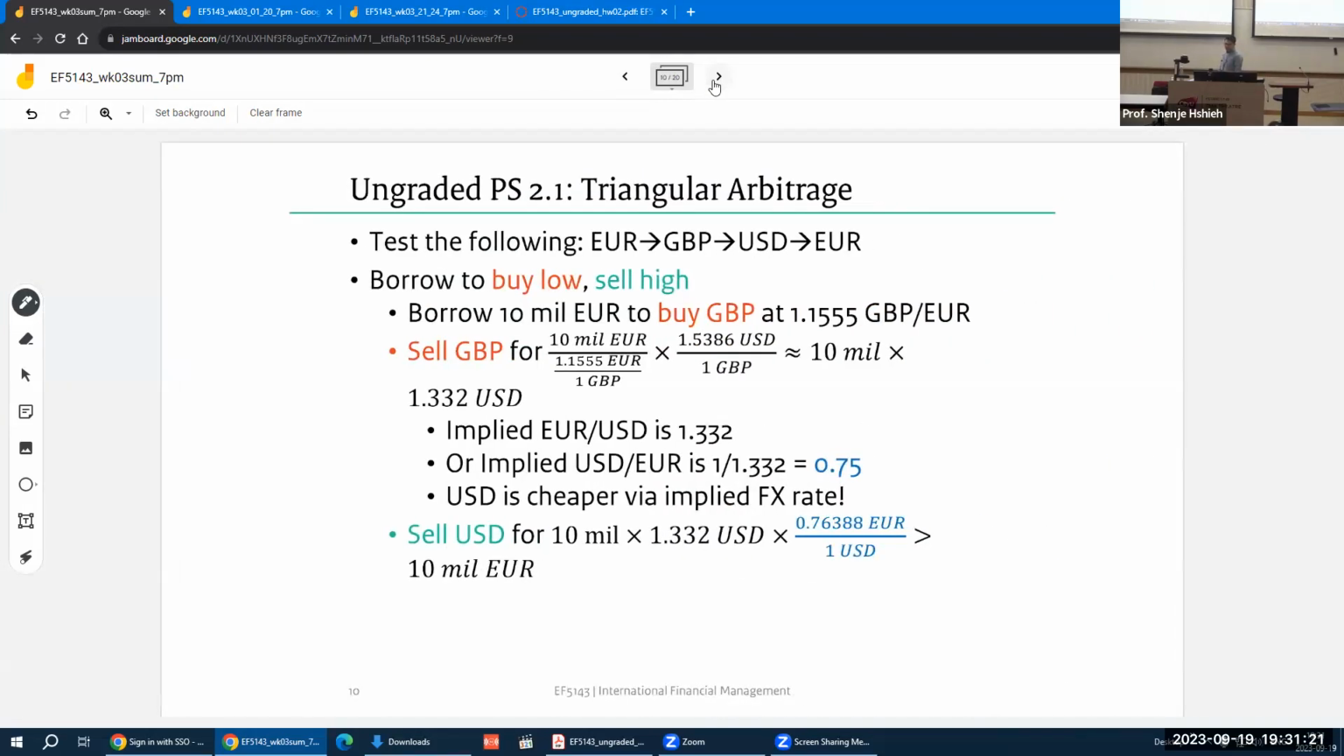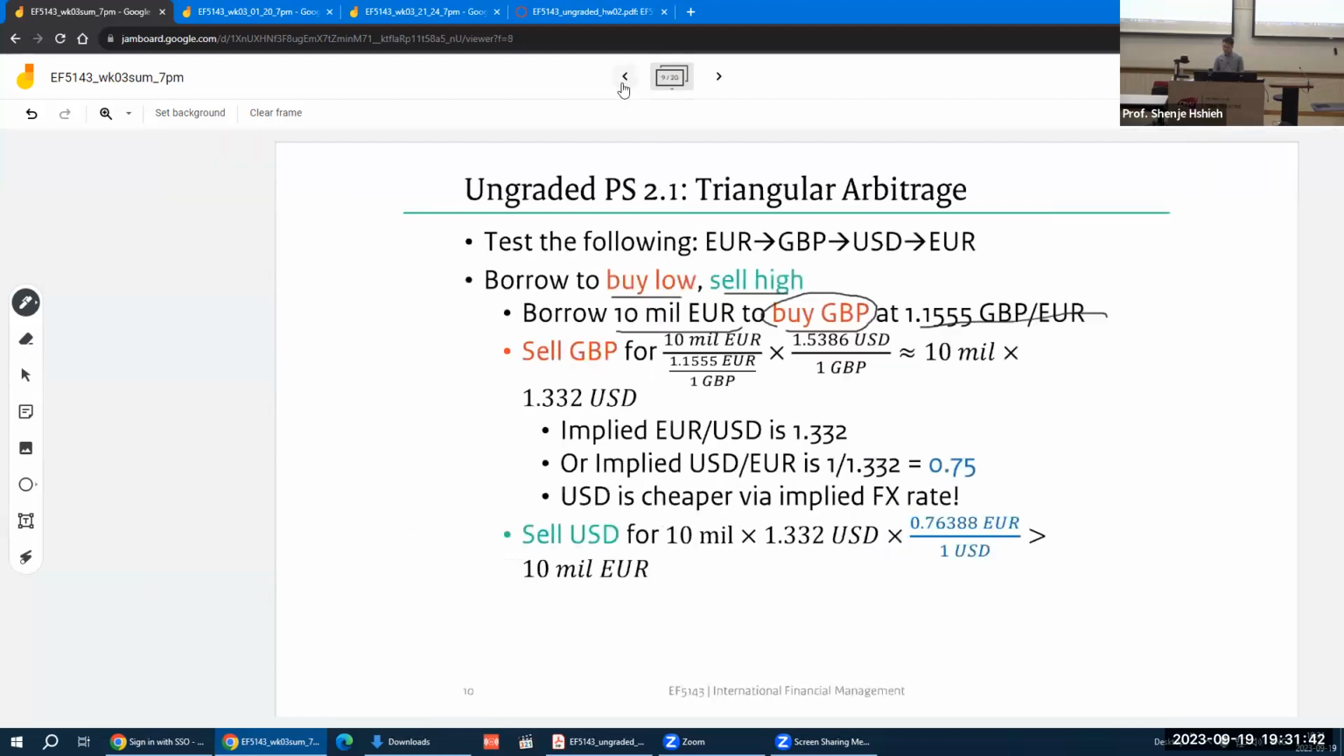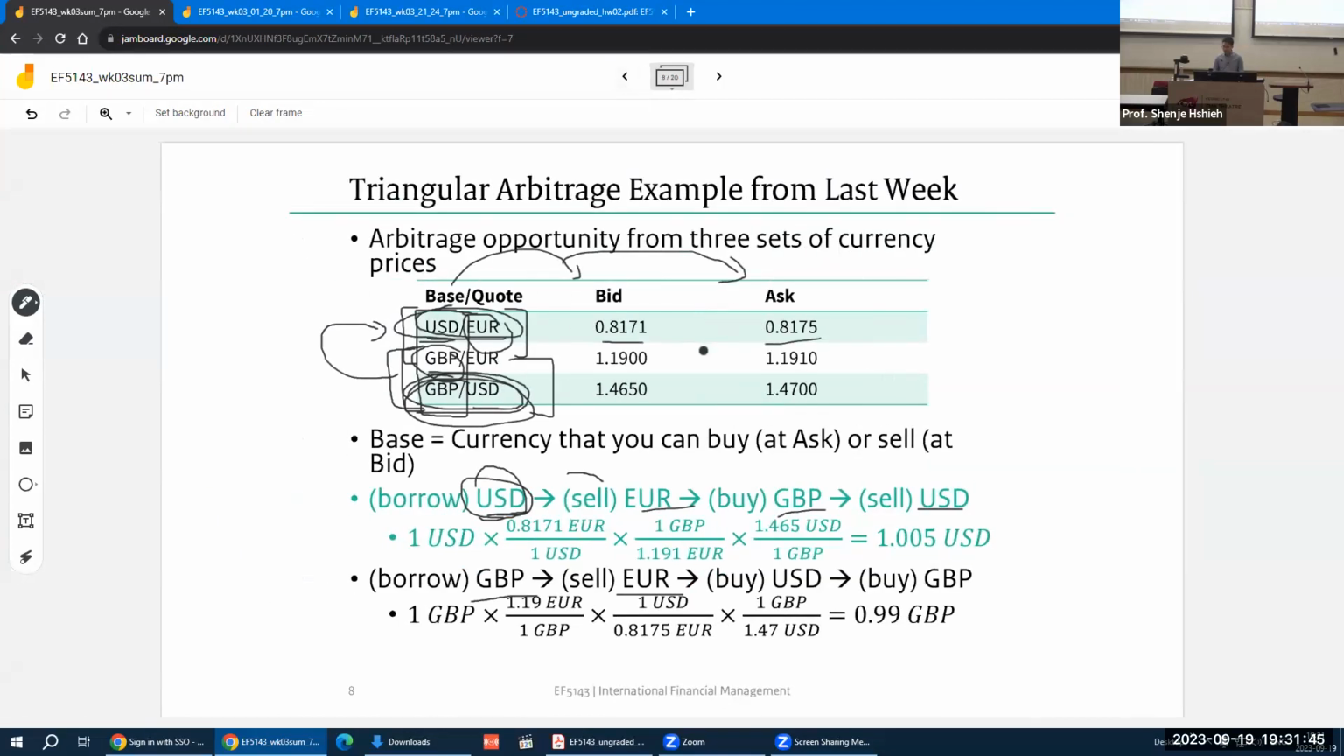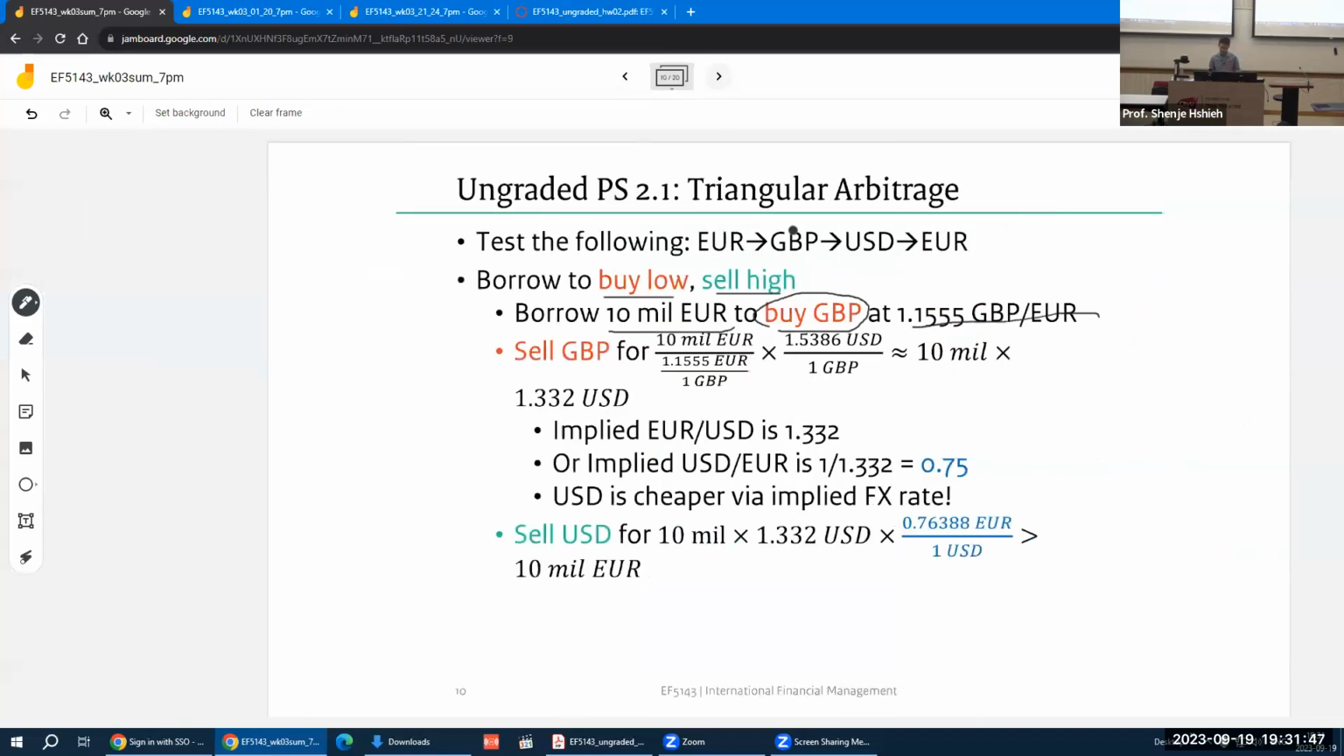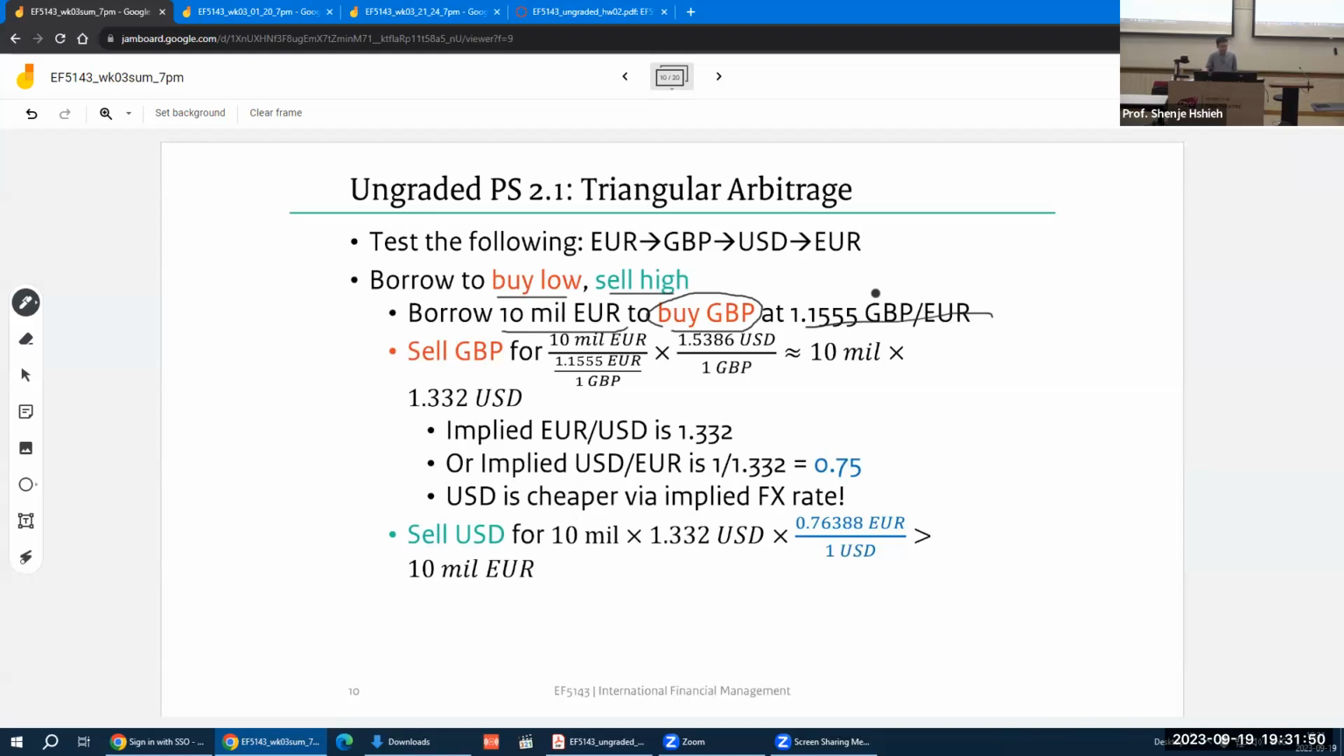All right, so we can go ahead and do it together. So let's try it this way to show you a numerical example of what's going on. So here, if we do buy low, sell high, which is my preferred way to do it, I'm going to borrow 10 million euros and I'm going to buy British pounds at this quote. So this is buying expensive, right? This one is 1.155. Okay, so this is a different set of quotes. Okay, don't worry. All right, so imagine that you have a, oh sorry, this is the problem set. Okay, so if no other questions, I'm going to go ahead and go to the problem set. Sorry. So this is a different question.